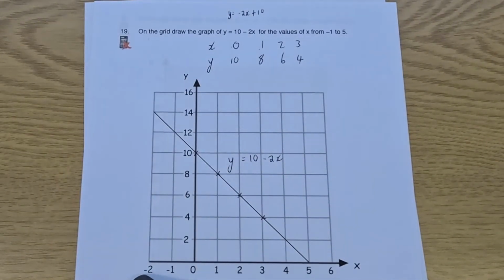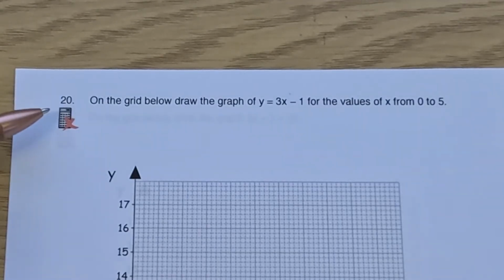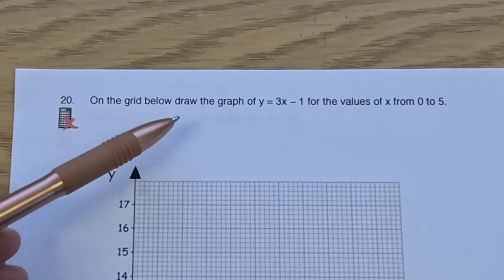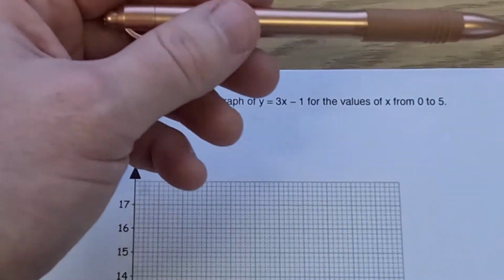Okay, let's look at our next question, question number 20. So question number 20 says, on the grid below, draw the graph of y equals 3x minus 1 with the values of x between 0 and 5.